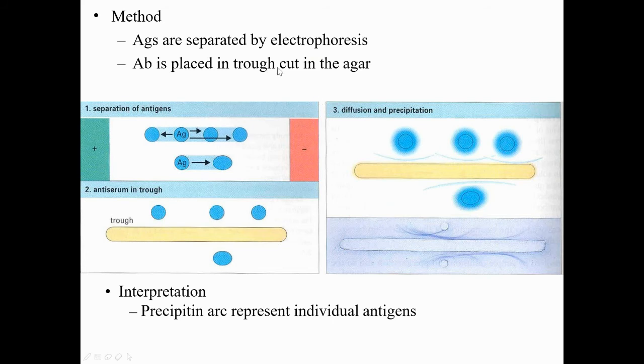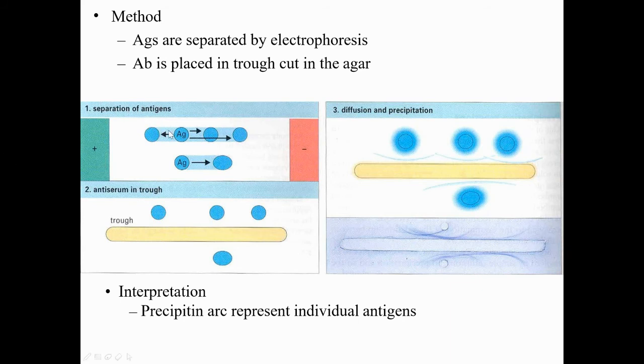So how can it be used? It is used with two methods. Antigens are separated by electrophoresis and antibodies are placed through a trough cut into the agar. These are the two most important things we follow in this method. First we take the antigens, which are separated by electrophoresis, and then the antibody is placed through the cut in the agar. Just look into it.